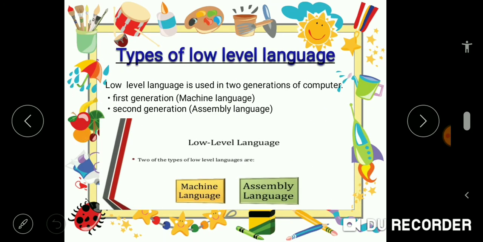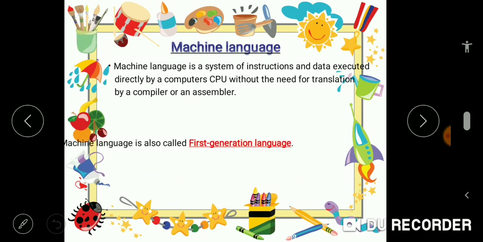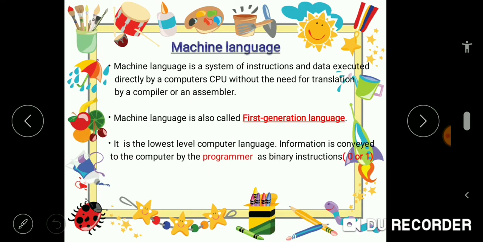Now, types of low level language. There are two types of low level language: machine language and assembly language. We will discuss first machine language. Machine language is the lowest and the basic form of computer language. It is the only language that computer understands. It is expressed in binary form, that is 0 and 1, where 0 means absence of electrical pulse and 1 means presence of electrical pulse.